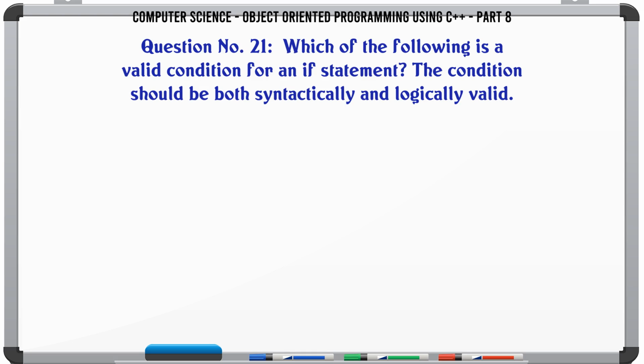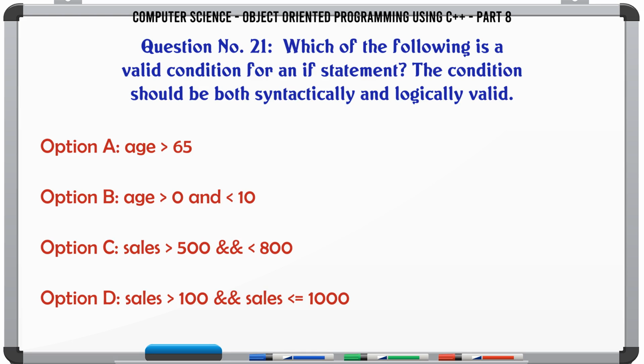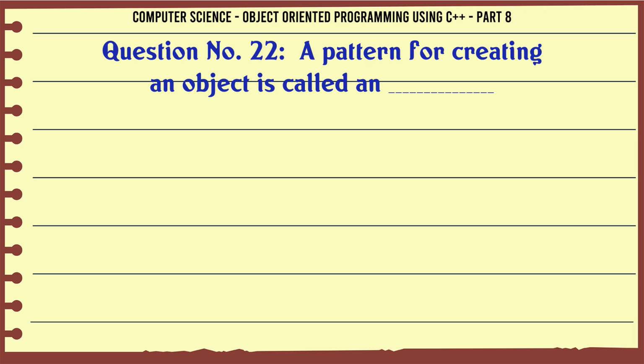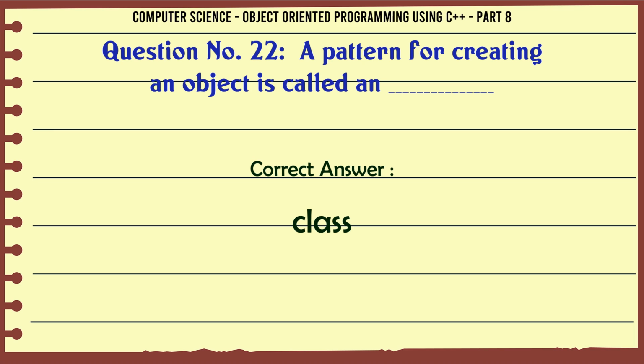Which of the following is a valid condition for an if statement? The condition should be both syntactically and logically valid. A. Age 65. B. Age 0 and 10. C. Sales 500800. D. Sales 100 sales 1000. The correct answer is sales 100 sales 1000. A pattern for creating an object is called a A. class. B. attributes. C. private. D. public. The correct answer is class.